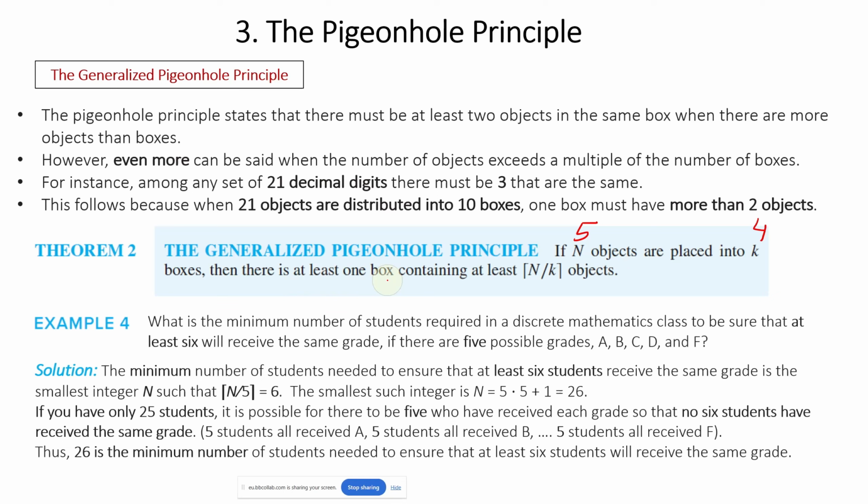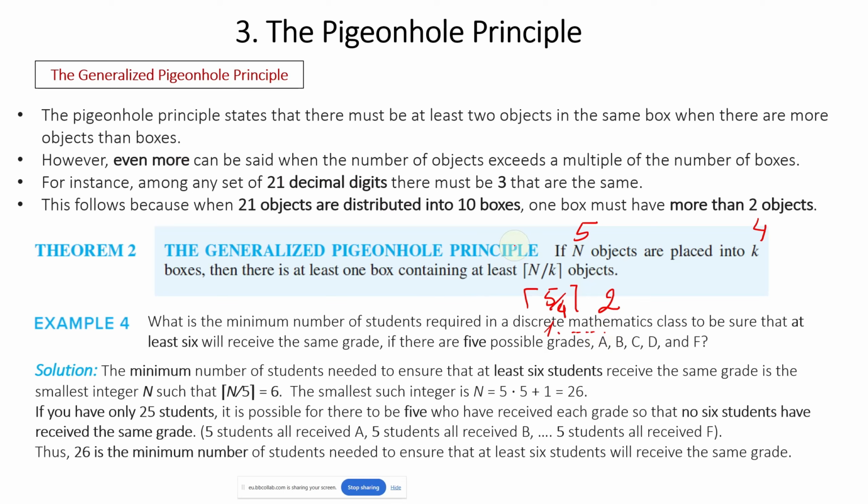Then there is at least one box containing at least this here. Now this here is called the ceiling. So the ceiling of n divided by 4. Now 5 divided by 4 is going to give me 1 point something. I don't care about the decimal, because I'm looking at the ceiling, that means this is going to be 2. So what it says is that if I have 5 objects placed into 4 boxes, then there is at least one box containing 2 objects, at least.